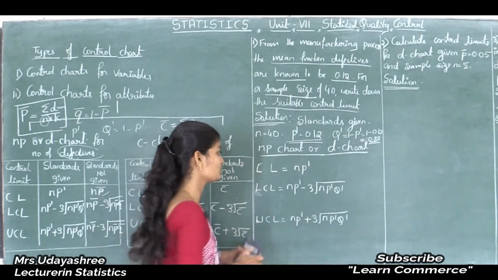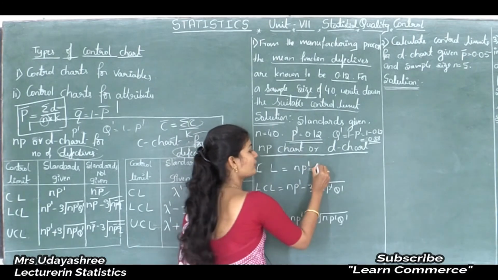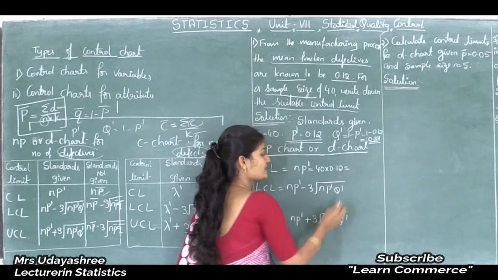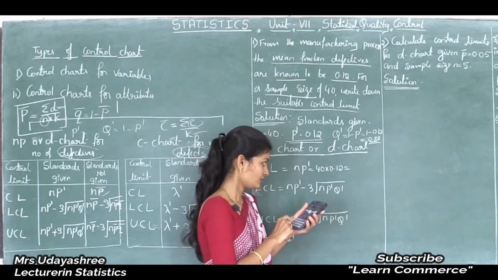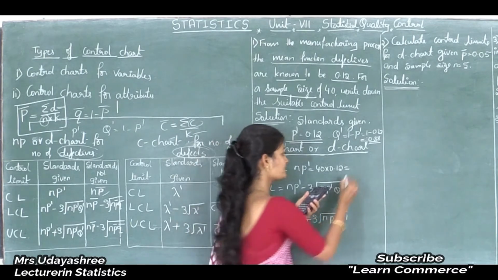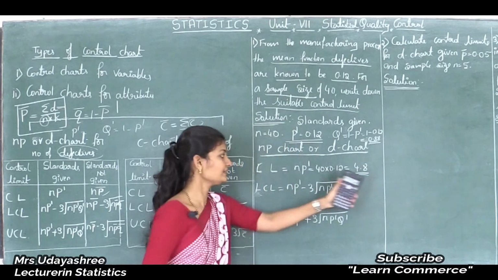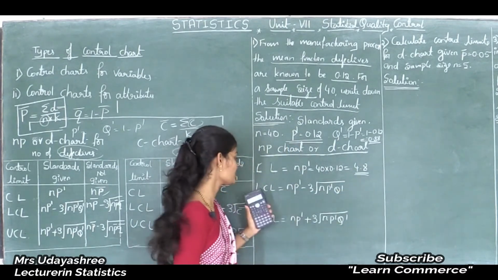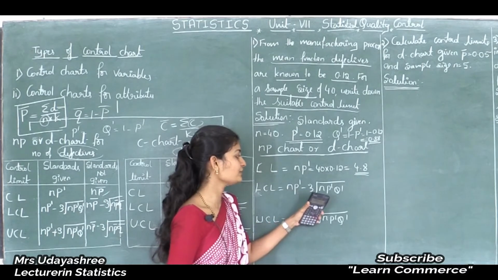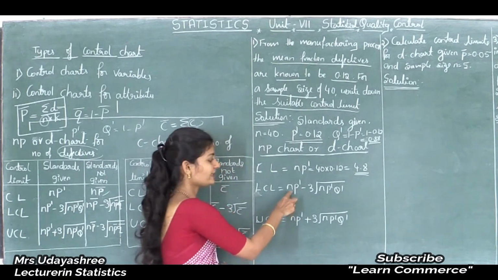Now I will substitute all the values in the formula. n into P dash, where n is 40 and P dash is 0.12, is 40 into 0.12, that is 4.8. So the central line value is 4.8. Next, to calculate the lower control limit, we use the formula n P dash minus 3 into square root of n P dash Q dash.